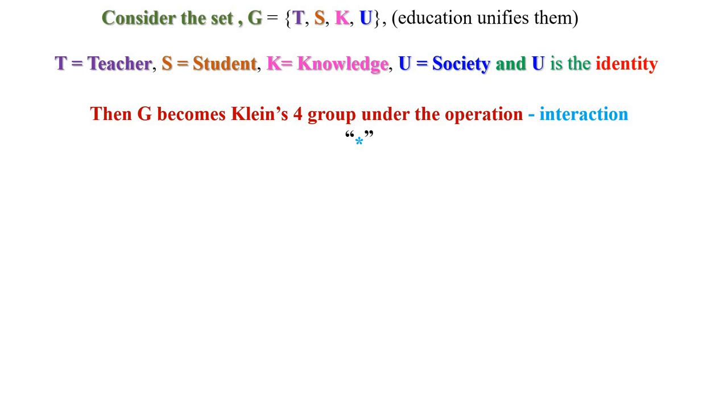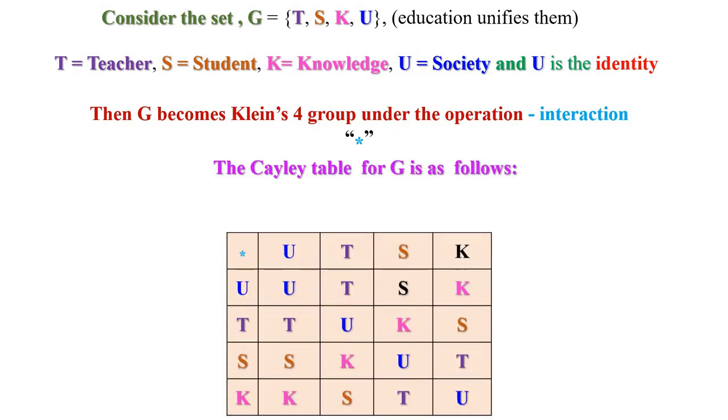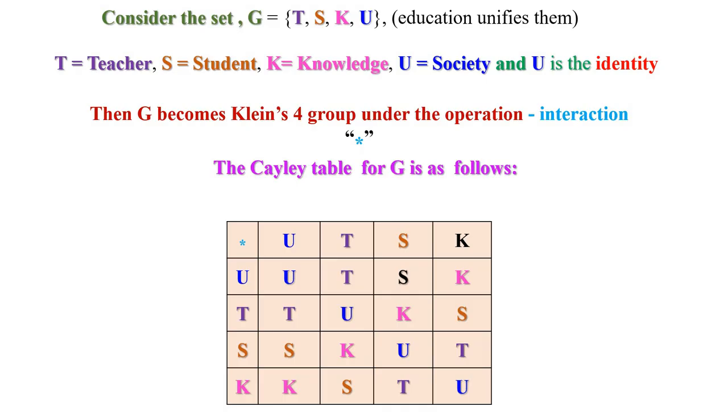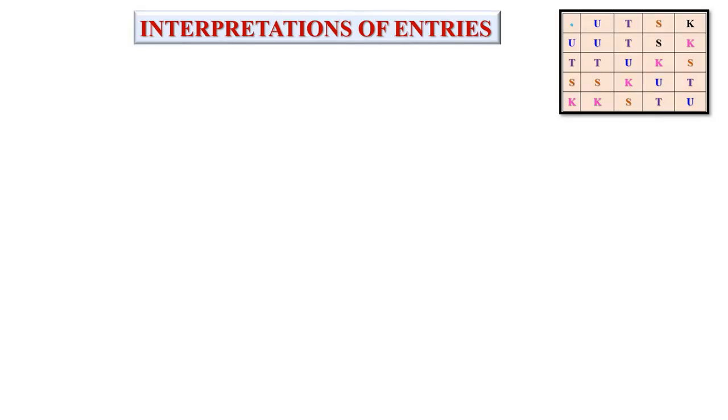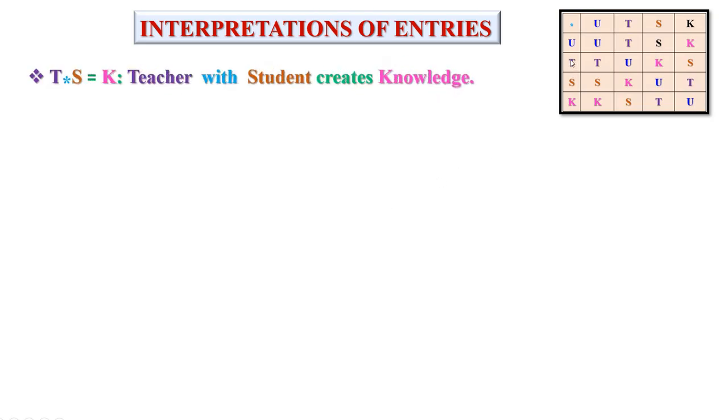Now, the Cayley table for the above group G is as given below. We'll have the interpretation for the entries of the Cayley table. This is that Cayley table. Here, when you consider T star S, it is K. How can we interpret that? Teacher with student creates knowledge.